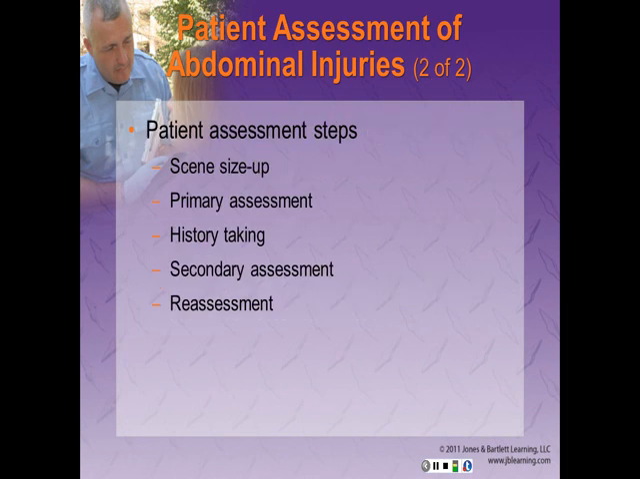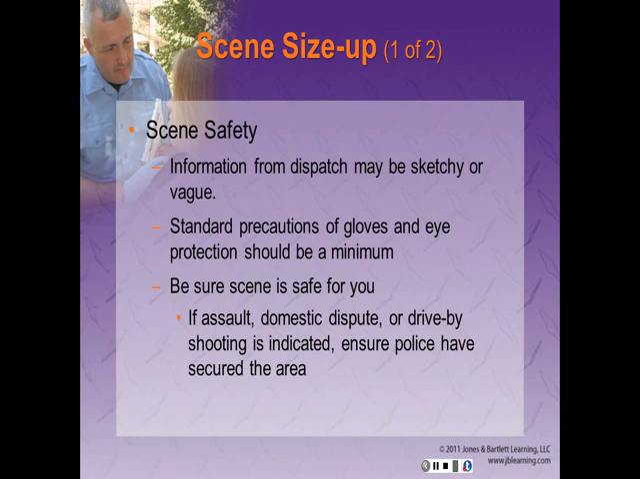We follow the same steps we've always followed in our assessment, and that is the scene size up, your primary assessment, take your history, perform a secondary assessment, and reassess. Often, information from dispatch will be sketchy or vague. Standard precautions should be taken at the scene, and this includes gloves and eye protection, and that should be at a minimum. Be sure the scene is safe for you. If assault, domestic dispute, or drive-by shooting is indicated, ensure that law enforcement has secured the area.